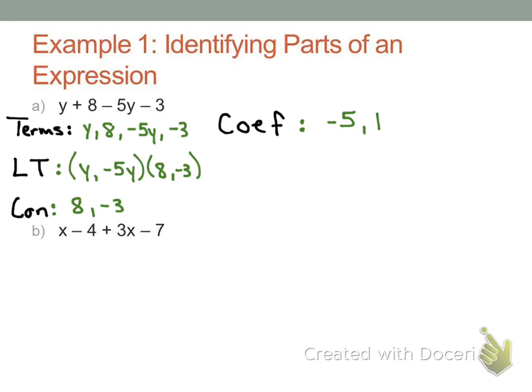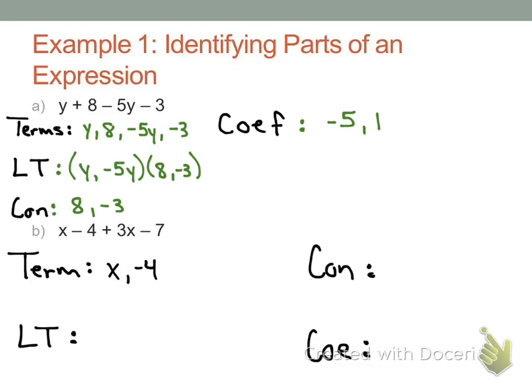Very good. All right, so I want you to do the same thing for B. Tell me the terms, like terms, constants, and coefficients. What are my terms? It's just listing them out, right? X, negative 4, 3x, negative 7. What about my like terms? X, 3x, X. 4, negative 7.